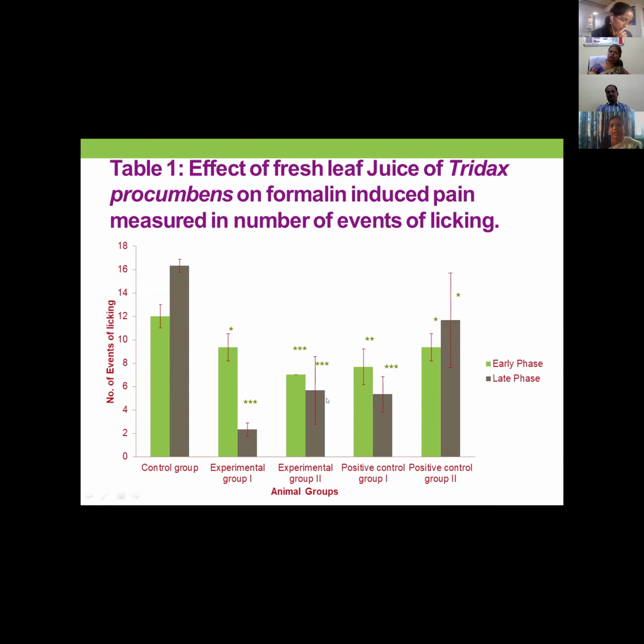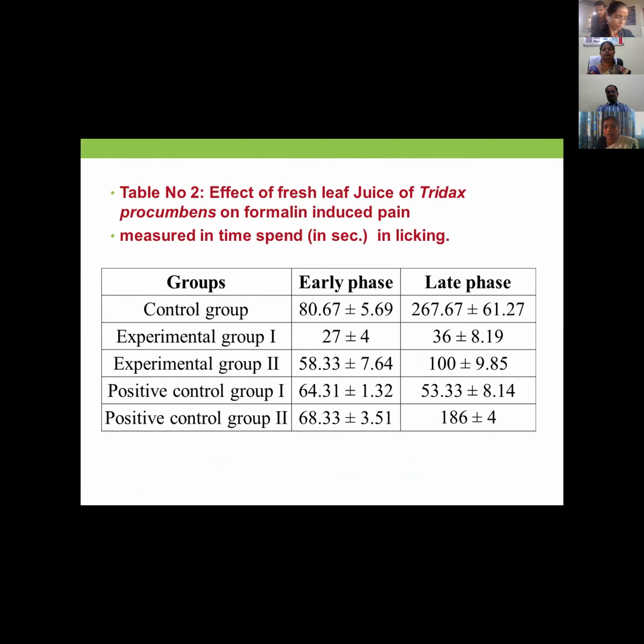The results are more significant as far as experimental group 2 and positive control group 1 are concerned. Then in the late phase, we can see that experimental group 1 is more effective and highly significant as compared to control, as well as compared to the positive control group also. The late phase results are more promising, and these are the results related to the number of licking events.